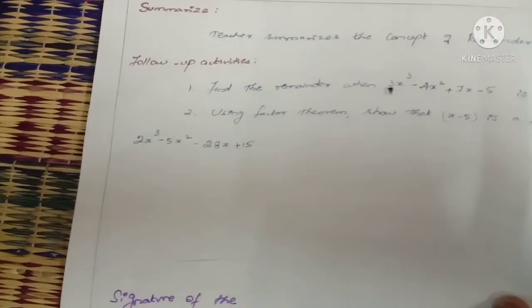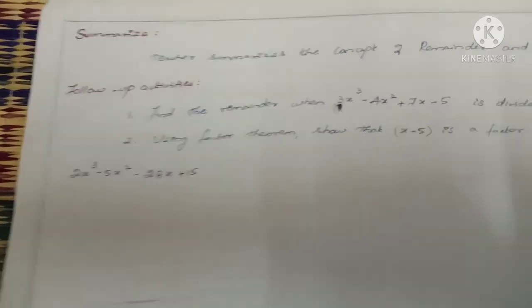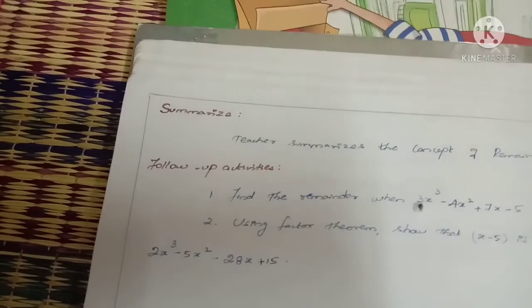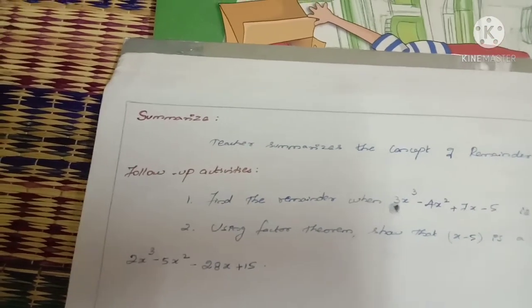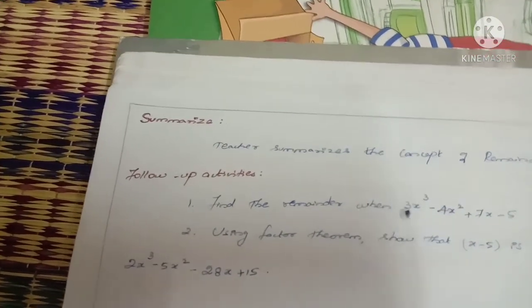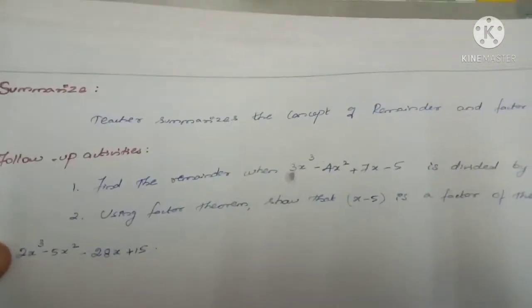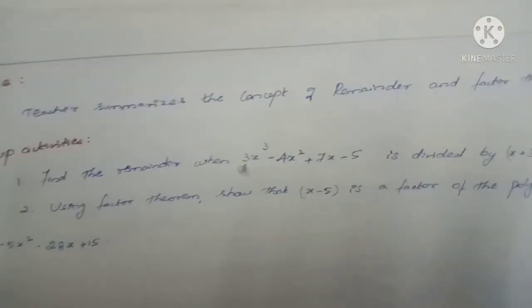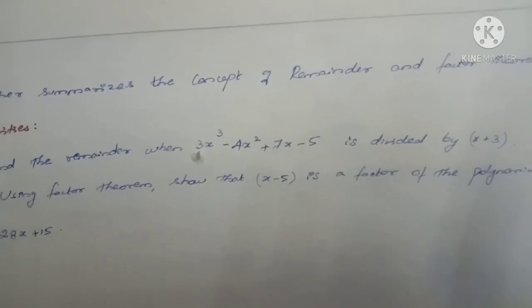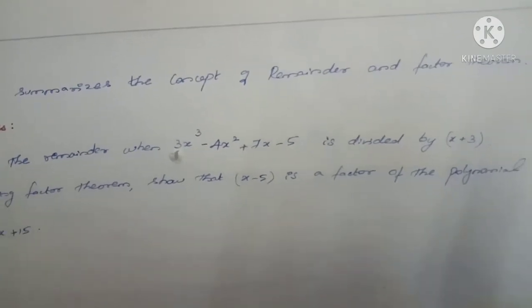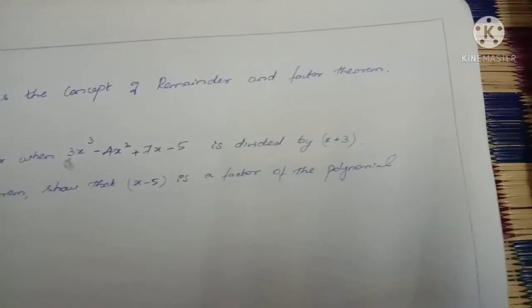Next one is follow-up activities. Find the remainder when 3x cube minus 4x square plus 7x minus 5 is divided by x plus 3.